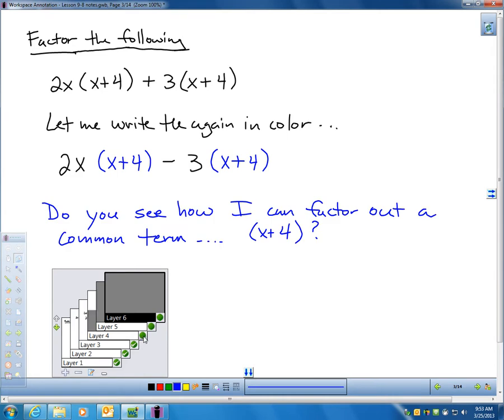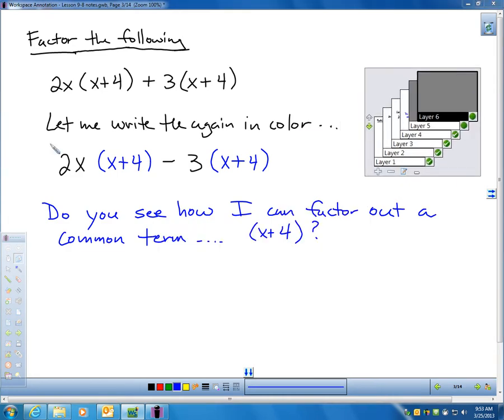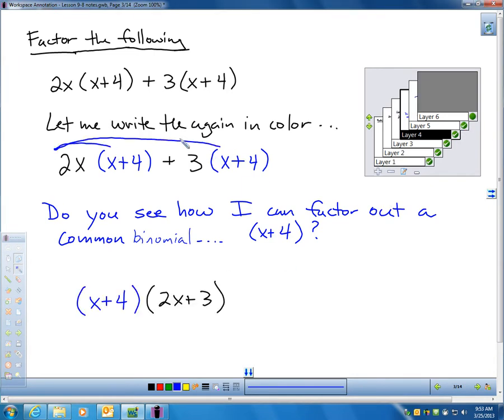Well, what I can do is factor out that common binomial. Maybe I shouldn't write it as a term. I'm going to put binomial here, so that's technically what it is, that common binomial. I can factor out x plus 4, and if I factor out the x plus 4, I'll still have 2x plus 3. I factored out an x plus 4 here, which leaves me with 2x, and I factored out an x plus 4 here, which leaves me with 3.